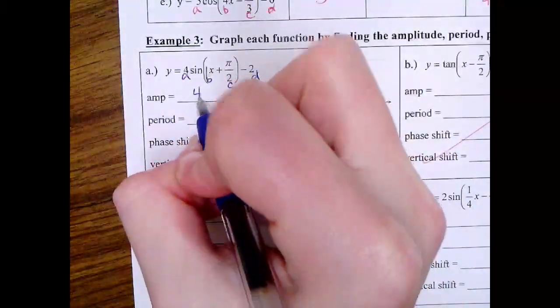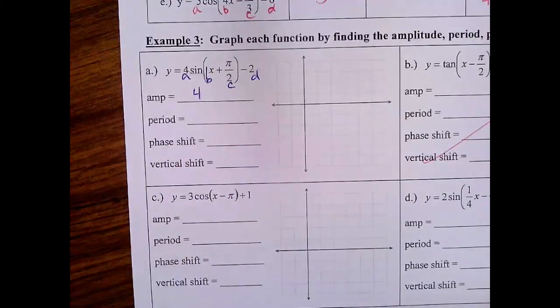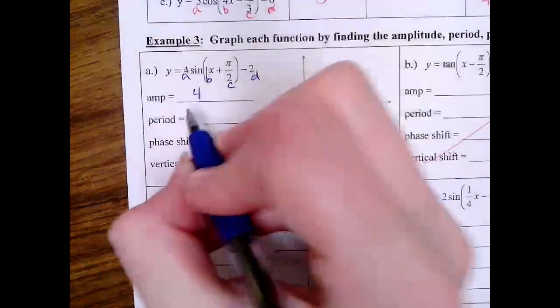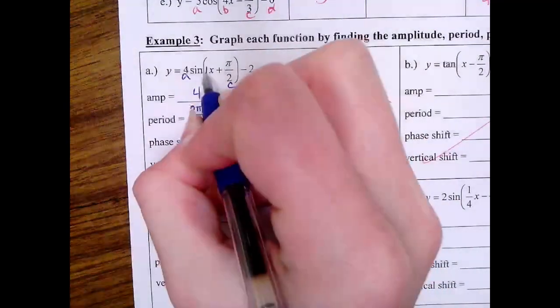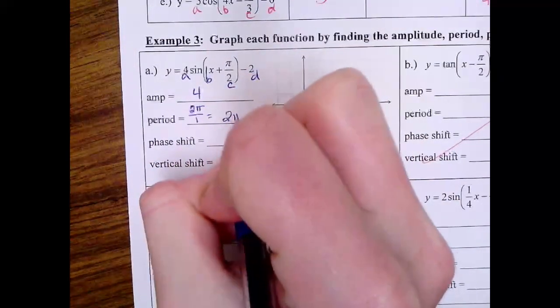So amplitude is 4. That means we're going to go a height of 4. So normal height is 1. We're going to stretch it to a 4. Period. So 2 pi is normal divided by B, which is 1. So we're sticking with 2 pi.